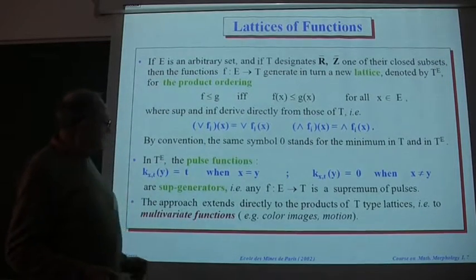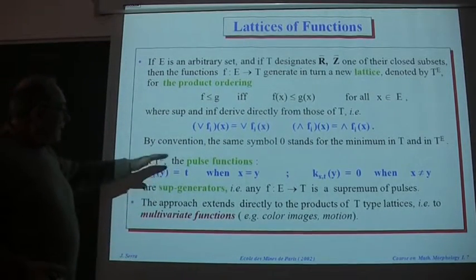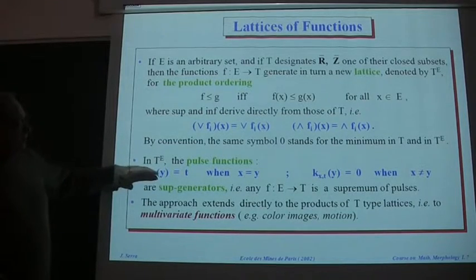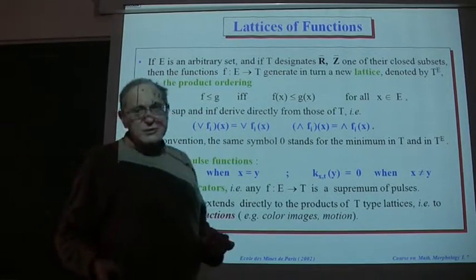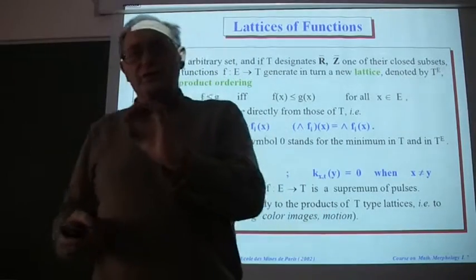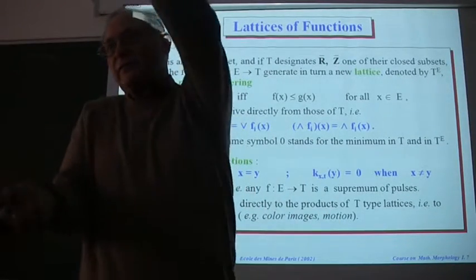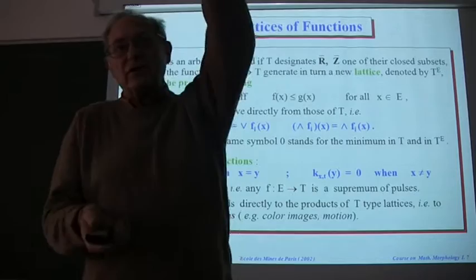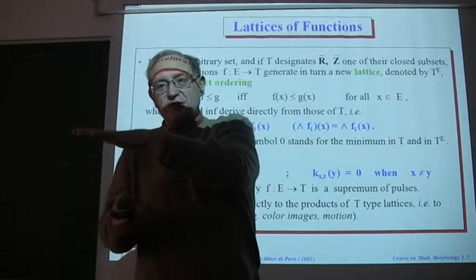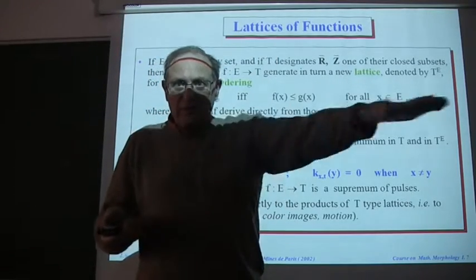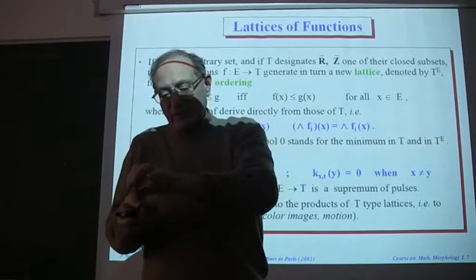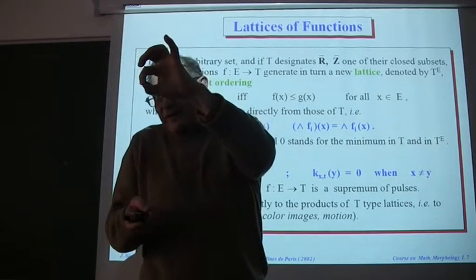In particular, you have a function which is interesting, which is called the pulse. It's a function, let's say, we take the positive function for avoiding to go to infinity. A function which is 0 everywhere, except at one place where it has a finite value.